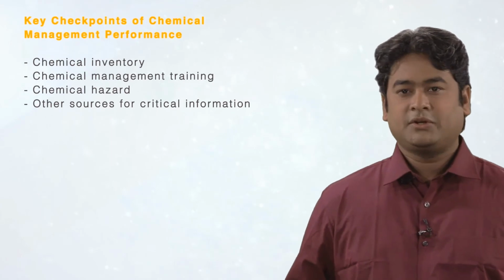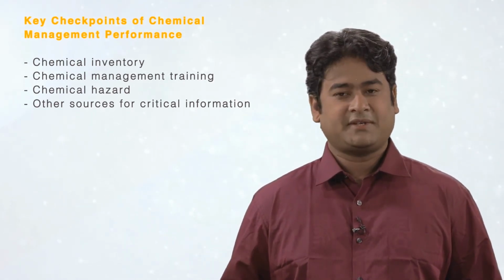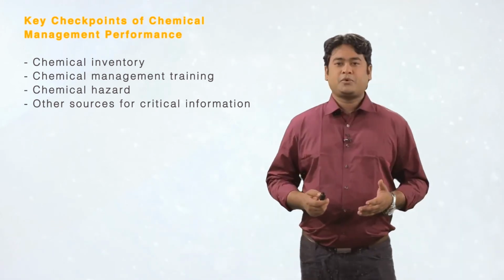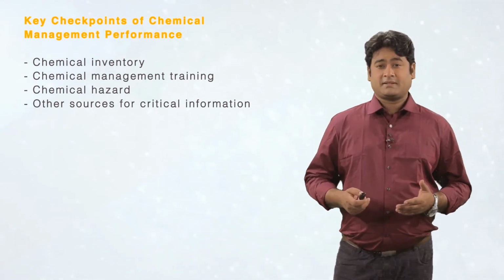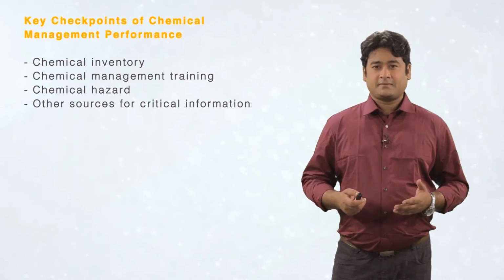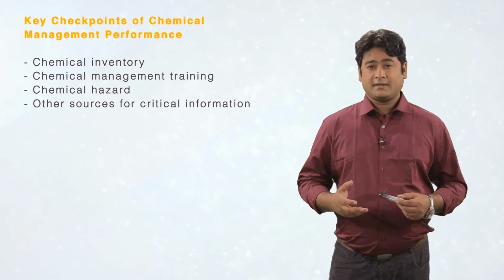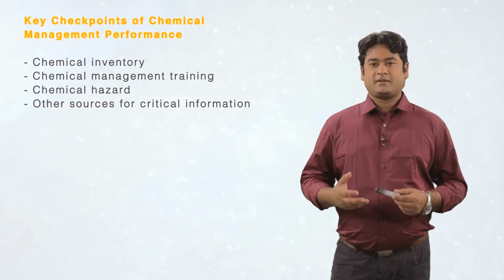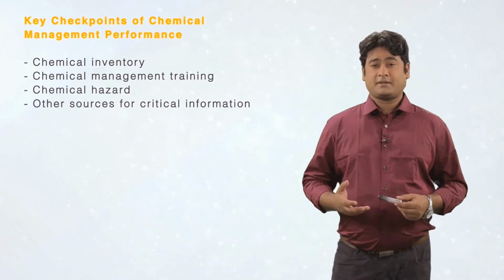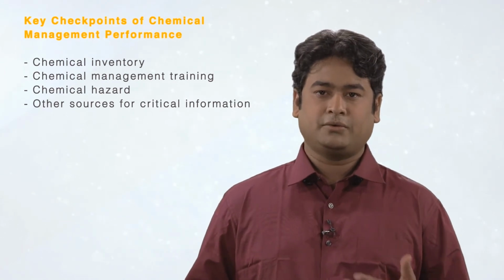For example, do you have a proper globally harmonized system safety data sheet available or not? Have you posted the simplified version of the safety data sheet in different places of your workplace? Do you have the proper chemical labels posted correctly on your chemical containers? Are you sourcing these chemicals from a responsible manufacturer or supplier? It is also important that you have a mechanism of communicating all this critical information to your workforce.